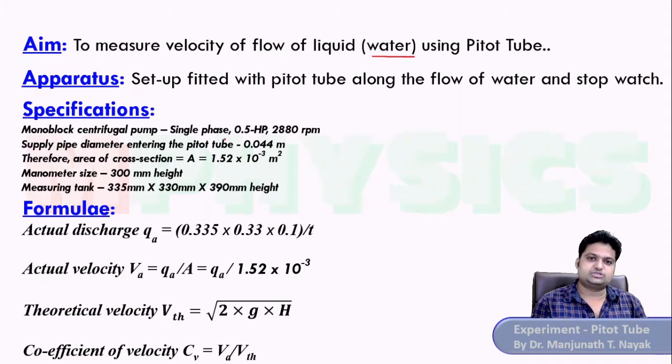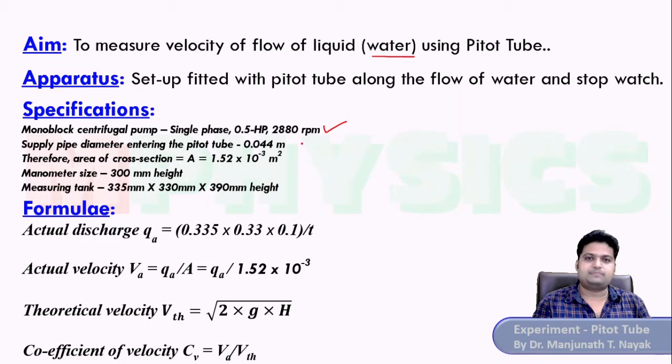Now the specifications of the setup that we are using: it has a water pump that will pump the water into the pipes. That pump is 0.5 horsepower with 2880 rpm, rotations per minute. You are not using this specification anywhere in your calculation, but it is nice for you to know what kind of pump we are using.